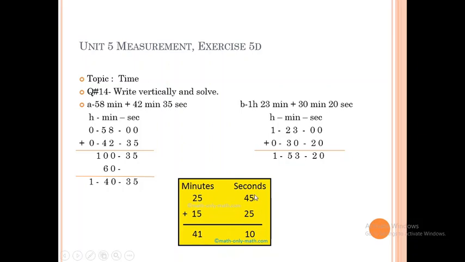So when you add seconds and they are more than 60, then you will take a minute from here after doing subtraction. When you add minutes, as we did, and if it is more than 60, we subtract 60. The remainder will come here in the column of minutes, and that hour will move to the next column of hour as carry.